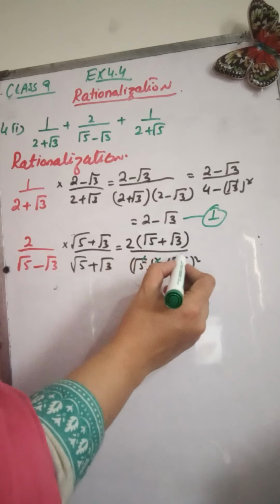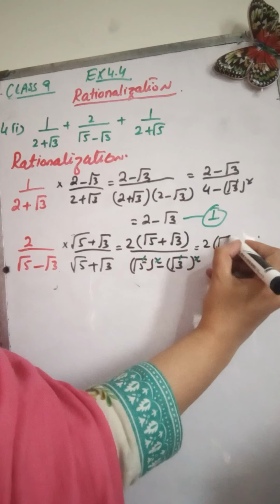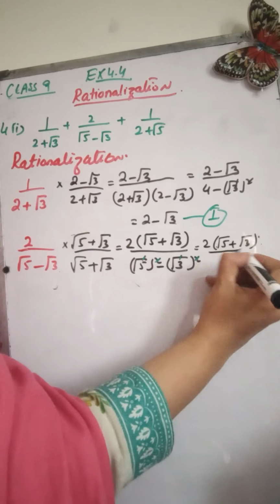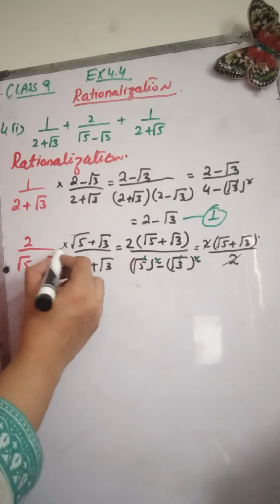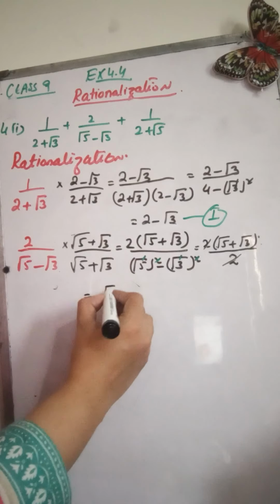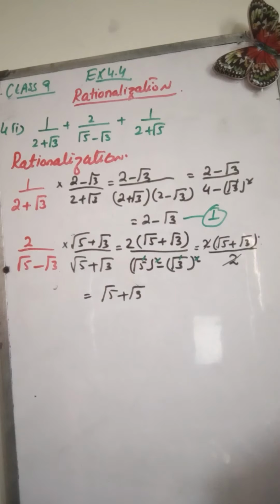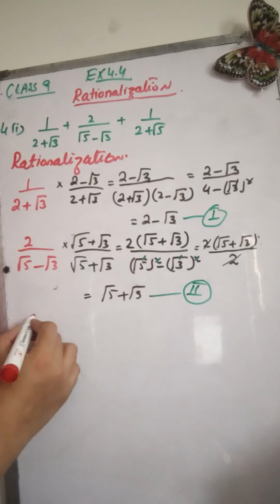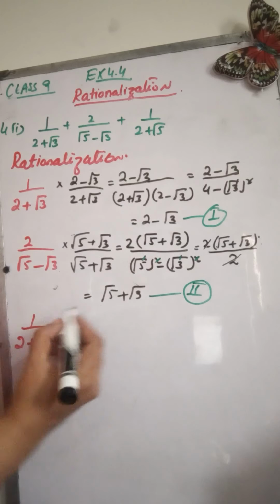Now cancel out this radical sign with the square. What do we have? We will have 2 under root 5 plus under root 3 over 5 minus 3 will be 2, which will be cancelled out with this. So it means that the rationalization of this number will give us under root 5 plus under root 3 by 1 or just this number. Okay, so this is the second fraction. Now take this third fraction, 1 over 2 plus under root 5. Again we are going to do the same thing. We are going to multiply its conjugate in the numerator as well as in the denominator.